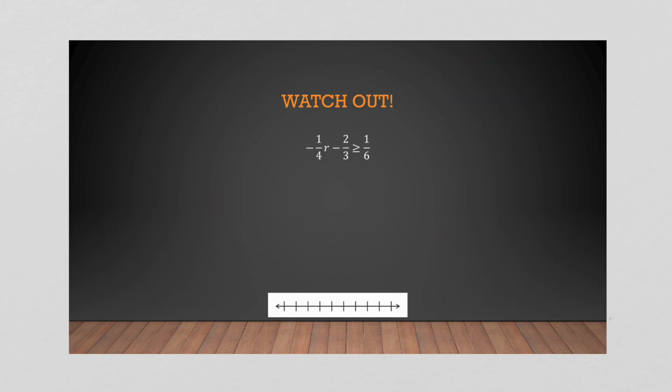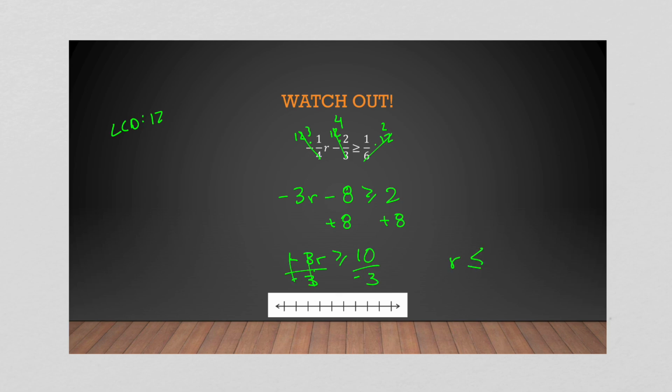So let's look at one more. Now, we're going to get rid of all of our fractions. So lowest common denominator. The lowest common denominator is 12. So multiply by 12, multiply by 12, multiply by 12. And you're going to get negative 3r minus 8 greater than or equal to 2. Remember, because 12 divided by 4 is 3, 12 divided by 3 is 4, 12 divided by 6 is 2, then you do your multiplication. And then you would add 8 to both sides, and you get negative 3r is greater than or equal to 10. But now again, you have to divide by a negative. So the second that happens, you flip the inequality sign.